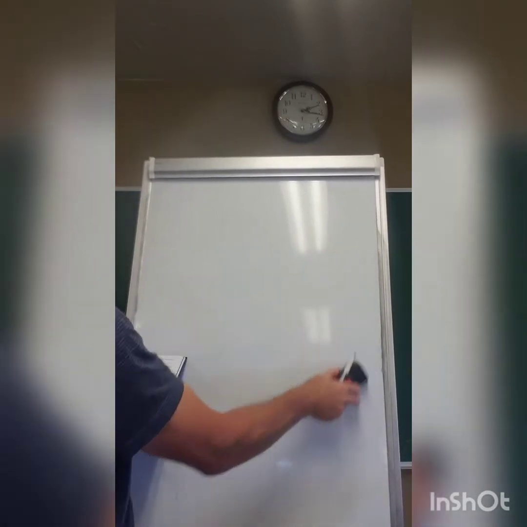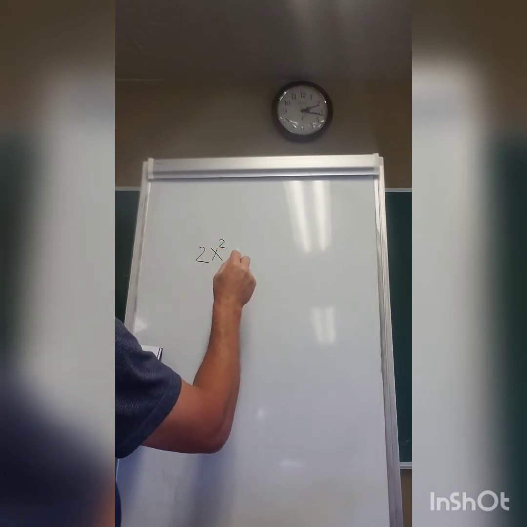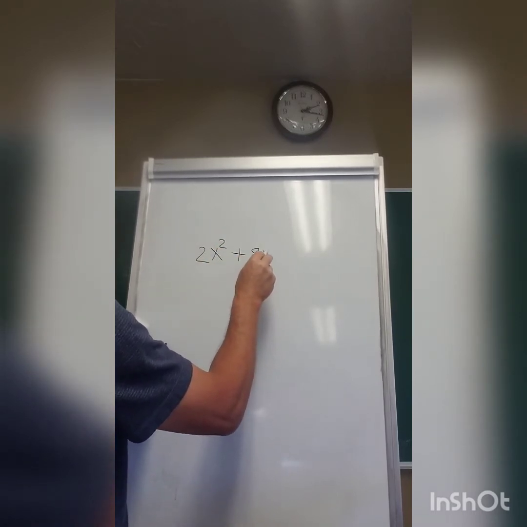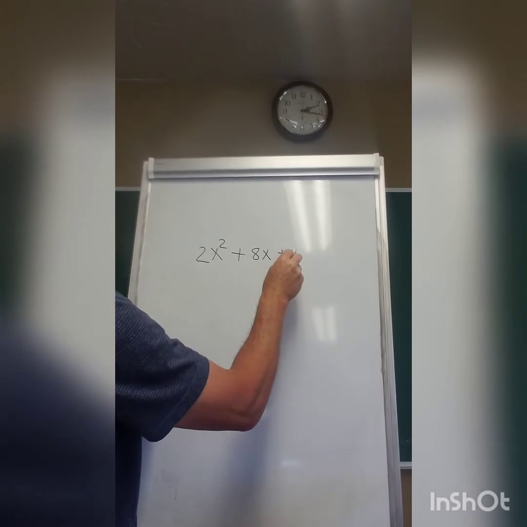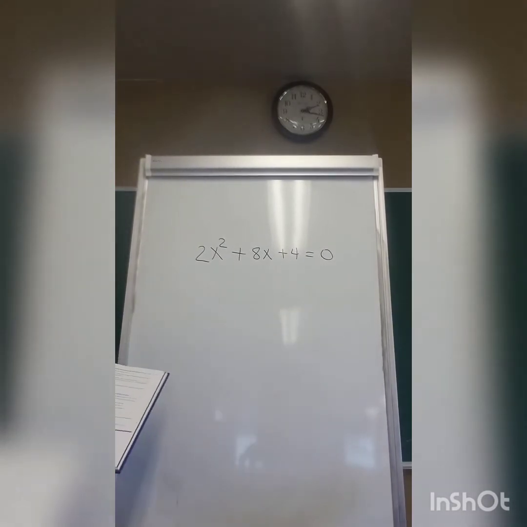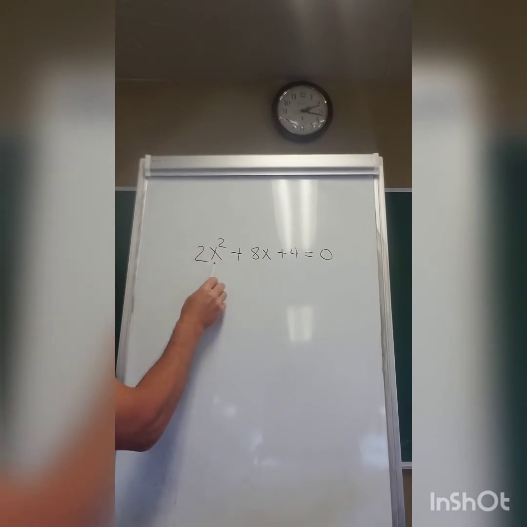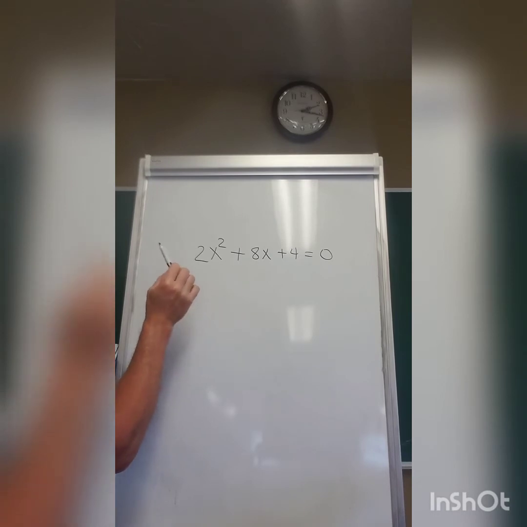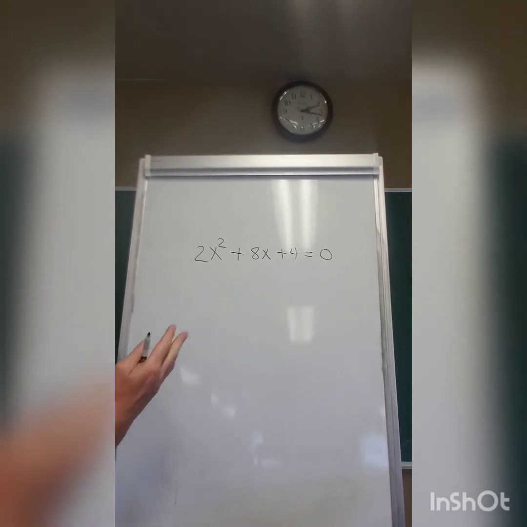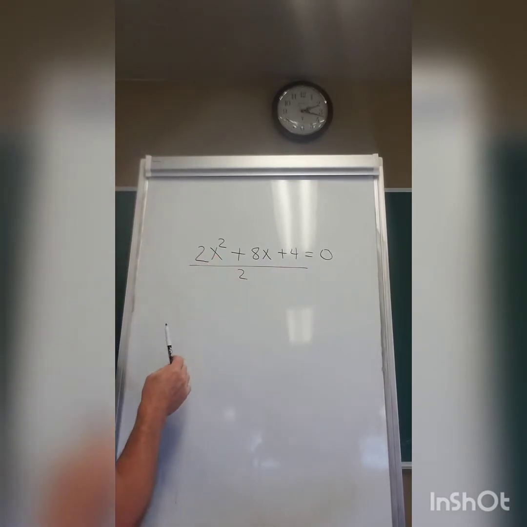The second example they give you is 2x squared plus 8x plus 4 equals 0. Now in this case, there is one step before you move the constant over. The reason there's another step involved is look at the coefficient of your x squared term. There's a coefficient of 2. You need to get rid of that 2, so that means we have to divide the whole thing by that coefficient, 2.